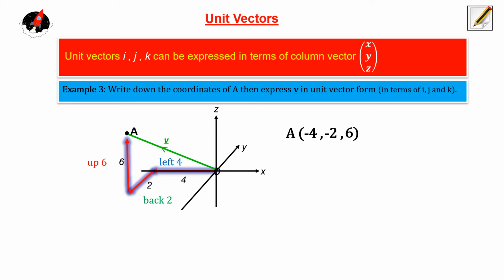If we want to express this in unit vector form, we need to express it as a position vector first of all. So vector v can be expressed as negative 4, negative 2, 6 written vertically. And then remember your x component corresponds to i, your y component corresponds to j, and your z component corresponds to k. So we could rewrite this as negative 4i subtract 2j plus 6k.